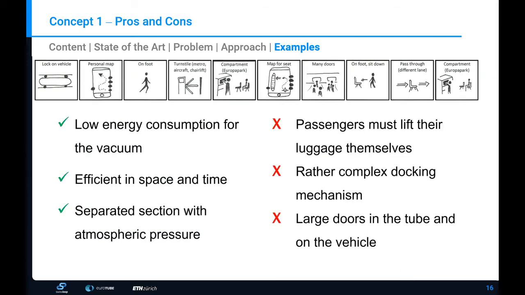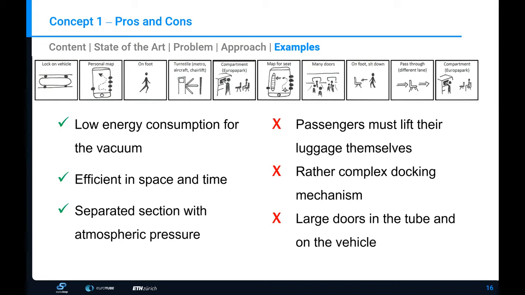To give you the feeling, I have listed 3 pros and 3 cons of the concept. Please note that this isn't the whole evaluation. These are just 3 positive and negative aspects. First, positive is that there isn't that much energy used for the vacuum. Also, it's efficient in space and time, and you have a separate section with atmospheric pressure, not only a little bridge for the passengers.